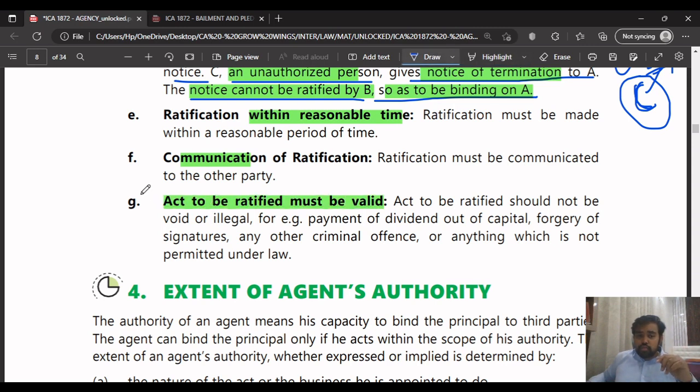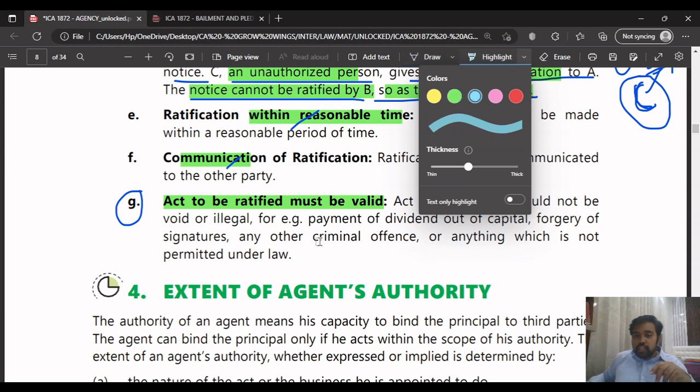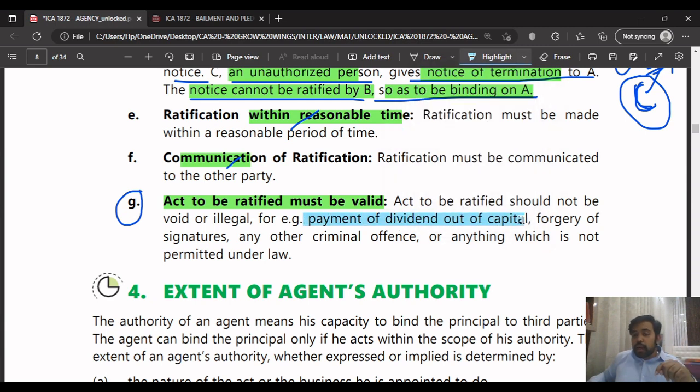Yeah, this is very important. Students might skip this. They'll think these are simple points like communication and reasonable time. This is also there: the act ratified must be valid. They'll read this and they'll go off. But the ICAI is very smart. They will ask one question based on agency which is based on this essential, that the act to be ratified must be valid, and they'll ask about payment of dividend out of capital. The students will think this question is from company law or some other law where it is not in the book, that it is out of syllabus. It is in the syllabus and it is there in this minute point which the students miss, and they'll skip, they'll not see properly, they'll just scan through.